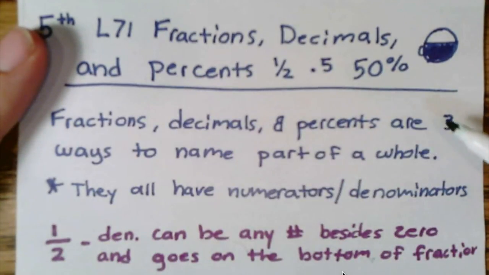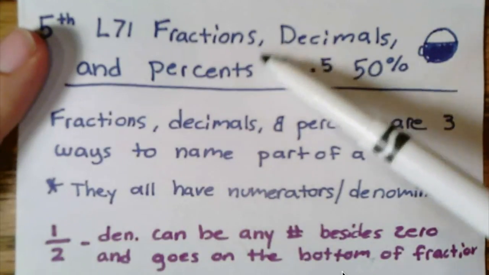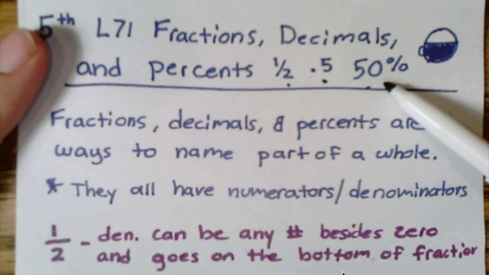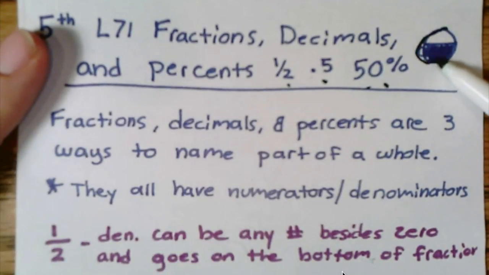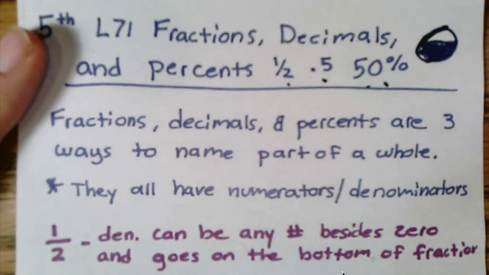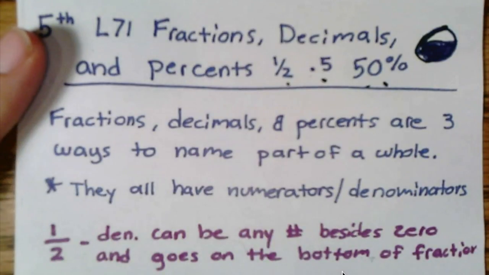Here's the background knowledge you need to know. Fractions, decimals, and percents are three ways to name a part of a whole. So whether you say 1/2 as a fraction, 0.5 as a decimal, or 50%, it all represents this shaded portion of the whole. Okay? So they all have numerators and denominators. The denominators sometimes can be kind of hidden and hard to find. So that's what we're going to talk about today.